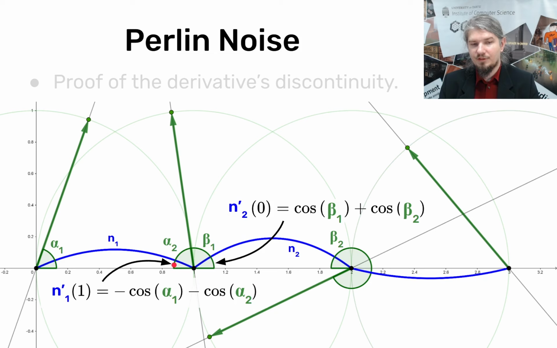It's going to have a sudden jump from minus cosine alpha 1 minus cosine alpha 2 when approaching from here, to cosine beta 1 plus cosine beta 2 when continuing from here.